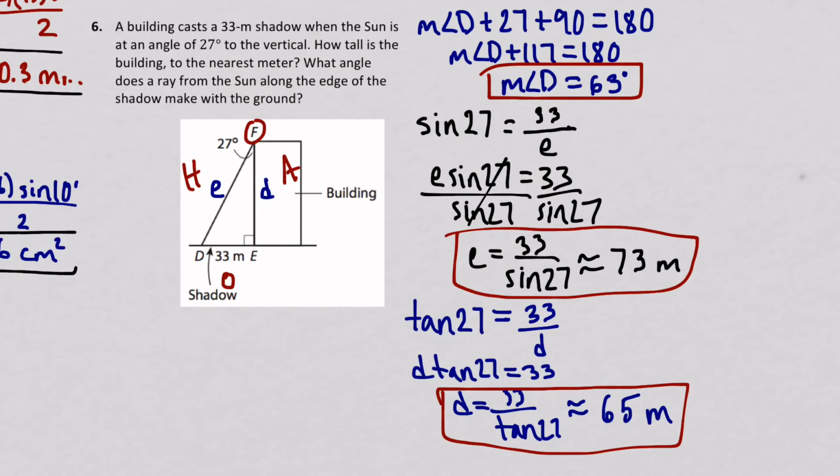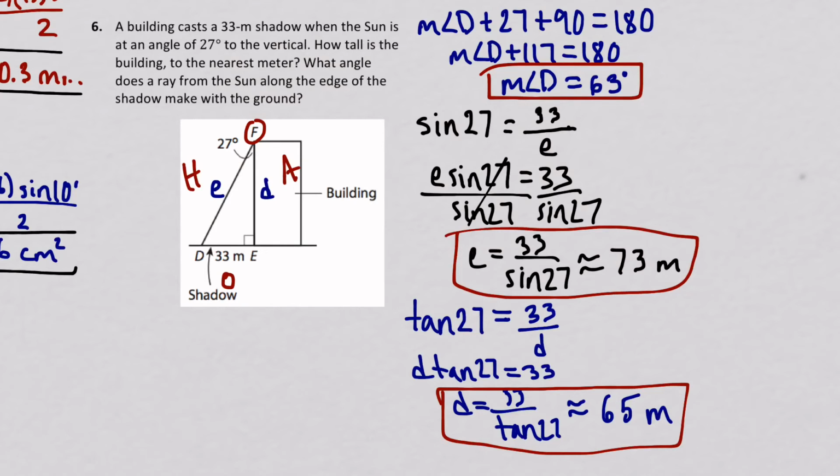According to the trig ratios, the sine is opposite over hypotenuse, right? So the sine of 27 is opposite, 33, over hypotenuse E. So 33 over E. I multiplied both sides by E, so it canceled here and it came over here. And then I divided by sine of 27, so I got this. I just punched this into the calculator and I got approximately 73 meters for E.